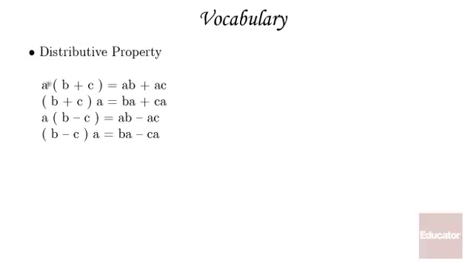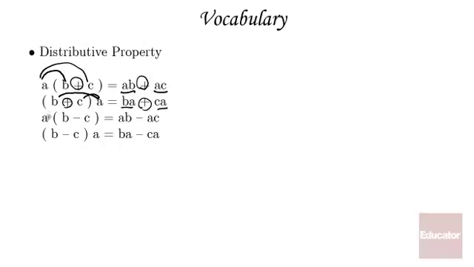In the first one, A is touching the parentheses, so you would give A to the B, creating AB, and multiply A with the C, AC, leaving the addition sign in the middle. In the second example here, notice that A is still touching the parentheses, although at the back. So you would still multiply B times A and C times A, leaving the addition in the middle.